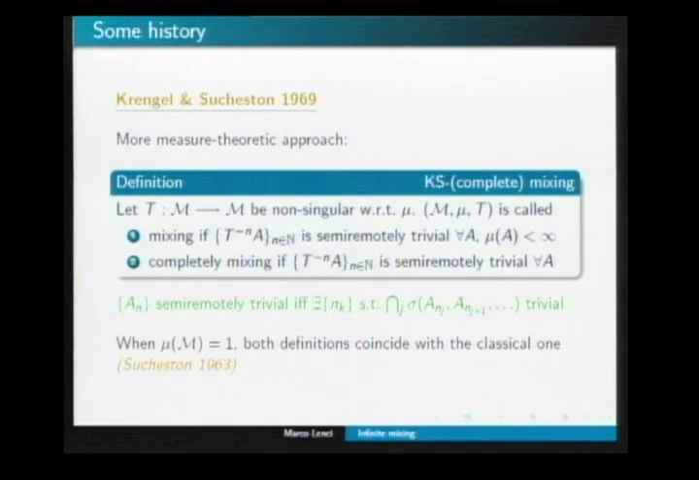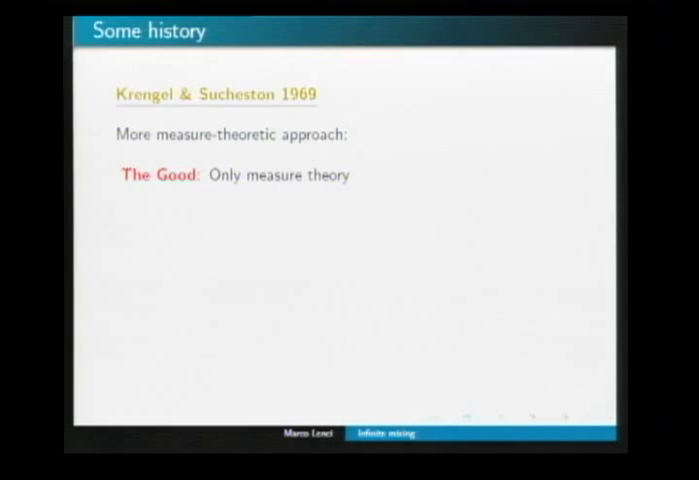What is sigma in the trivial? This is the sigma algebra generated by that sequence. So remotely trivial means, if you have a sequence of sets, the tail sigma algebra generated by the sequence of sets is trivial. Semi-remotely trivial means there is a subsequence of the sequence of sets which is remotely trivial. Anyway, the good part is, well, they started with this purpose, with this aim, that these definitions only involve measure theory.